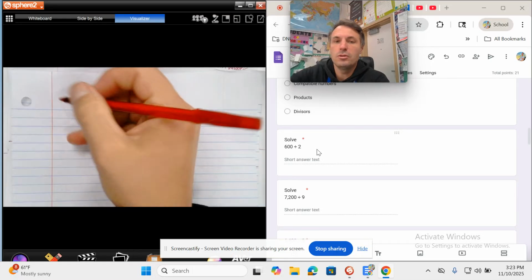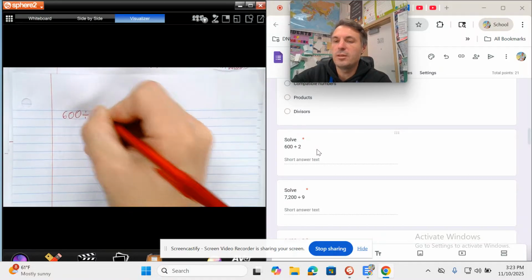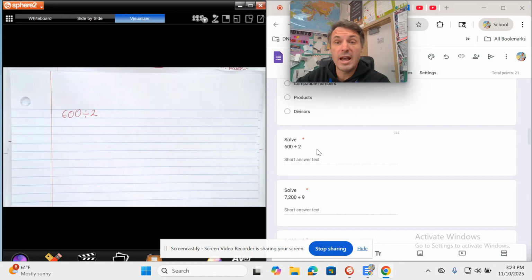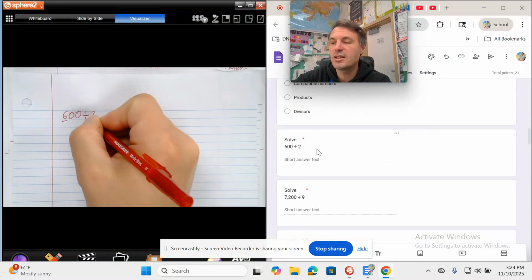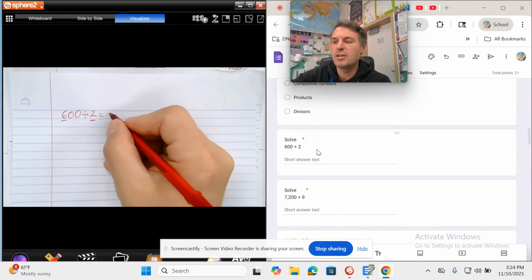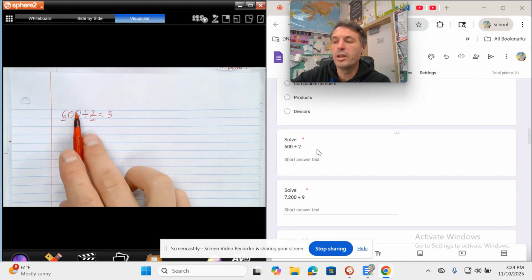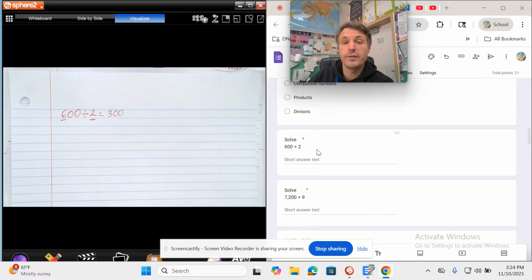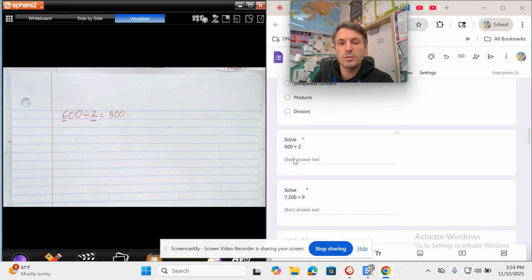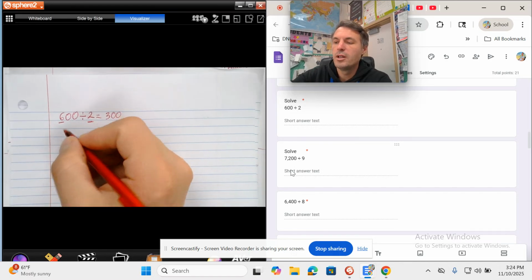And then, okay, here's where we're going to use our scratch paper. 600 divided by 2, okay? It says solve, so we write that, 600 divided by 2. Now remember our division patterns. When we're dividing numbers with lots of zeros in them in the dividend, we can just pretend like those zeros aren't there. You can just do 6 divided by 2, and 6 divided by 2 is 3, since 2 times 3 is 6. And then all we have to do is count 1, 2 zeros in the dividend, and we can drop those 2 zeros into the quotient. So 600 divided by 2 is 300. So that's what you'd type right here, 300.